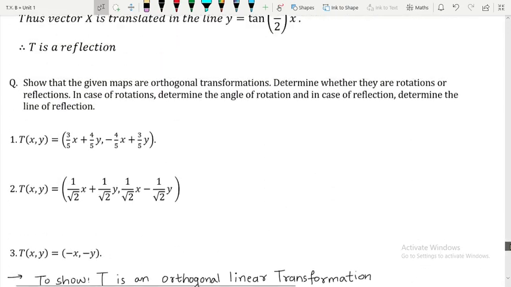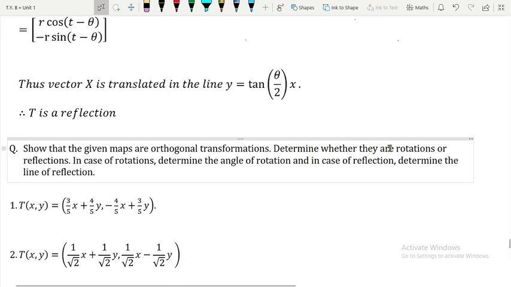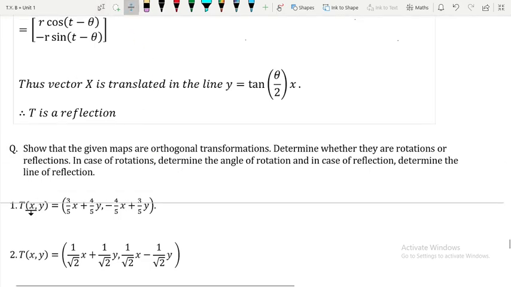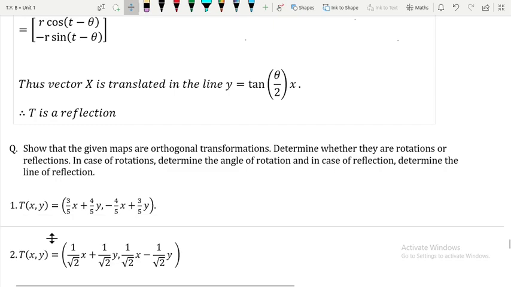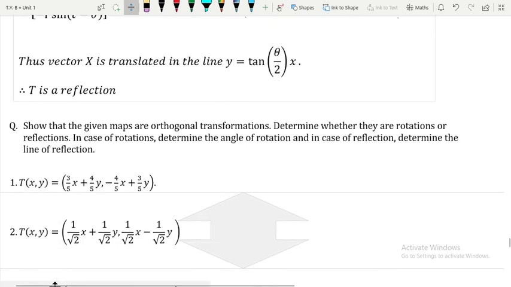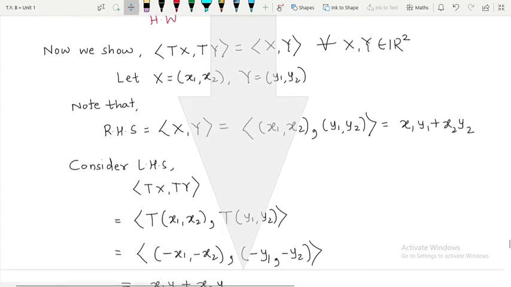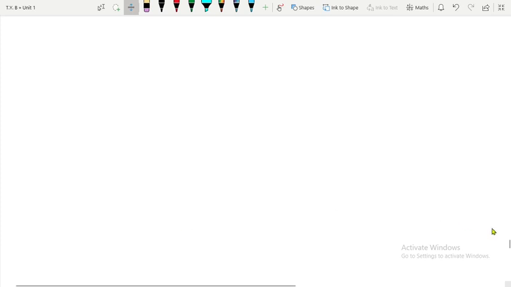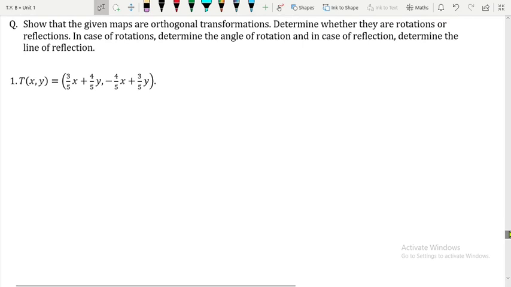So now let us go for our main task. What is our main task? Our main task is to decide whether they are rotation or reflection, and in case of rotation we'll find the angle of rotation, and in case of reflection we'll find the line of reflection. So before solving these examples, you should know the matrix of rotation and the matrix of reflection. Okay, so we'll go for the first example. I will solve a few examples for you, and a few I will give for homework.